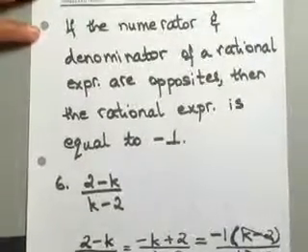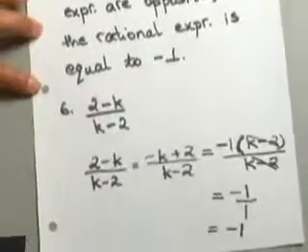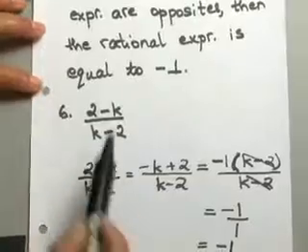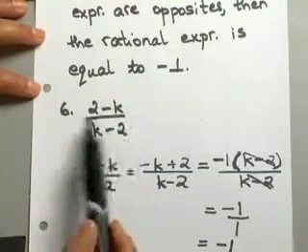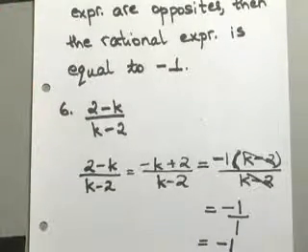Okay? That's what this statement here is talking about. When your numerator and denominator are opposites, the rational expression is equal to -1, and you can see what happened here. So when you're talking about opposites, they're of course going to be of the form 2 minus k over k minus 2, or you basically switch the order of the numbers here. Let's look at another example on how to work with these opposites here.